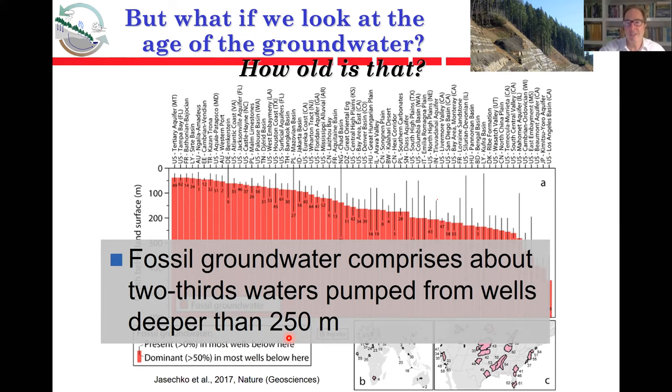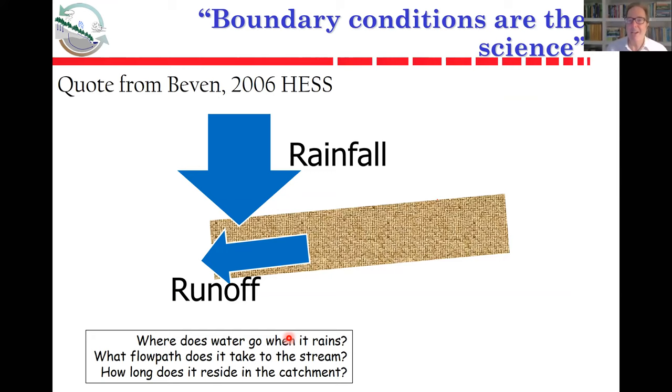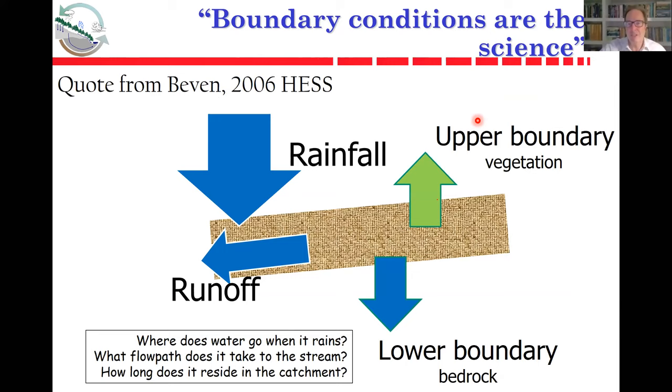This is a grand challenge, how we're going to come to grips with the water balance and understanding these interactions between water in our flowing streams and the groundwater that's in our systems. And I think it comes back to this diagram and this lovely quote by Keith Beven that the boundary conditions are of the science. And I think this is very true when you think of transit time that we talked about today and the source of water used by vegetation in our systems.